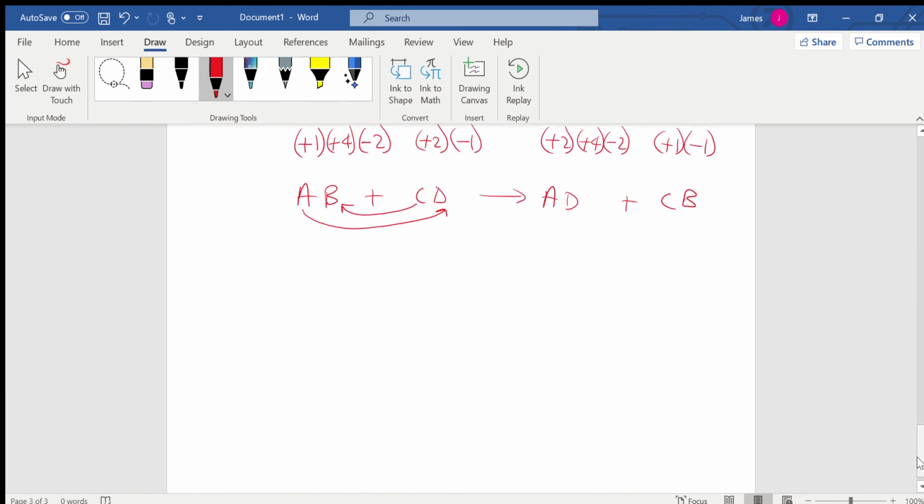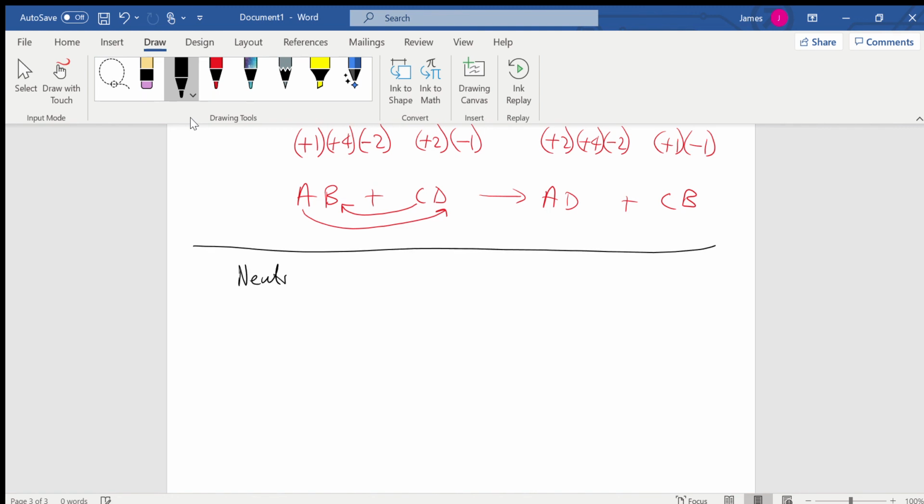I've got two more to give you. So first of all, a special type of double displacement would be neutralization. So this is an example of double displacement, so therefore it's not redox.